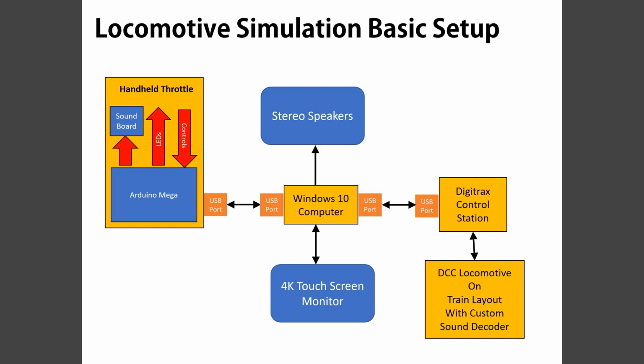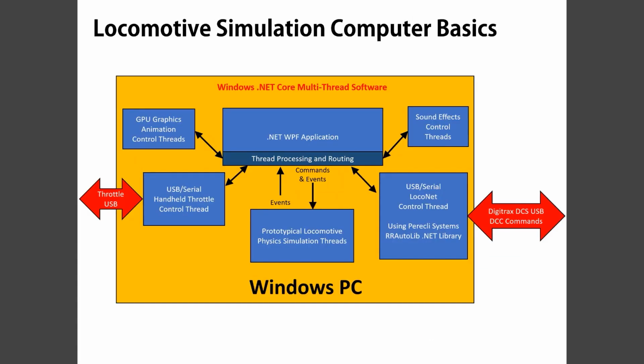The simulation then sends out another USB port to my Digitrax control station that ultimately then sends the appropriate speed commands and sound effect commands to the locomotive that's sitting on the track. And I kind of spent a lot of time on the computer and software functions here, but just some of the basics. The software I wrote using Microsoft's .NET architecture utilizes the latest technology from Microsoft and taps into the most I could from a Windows PC.